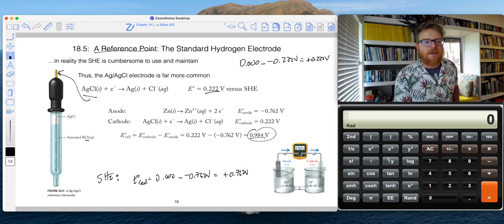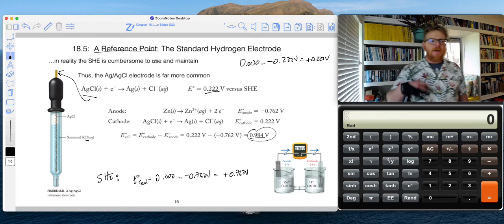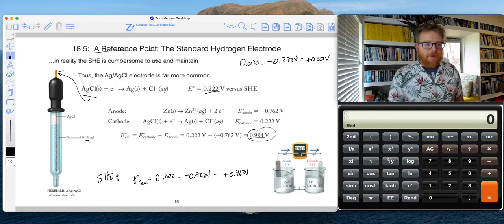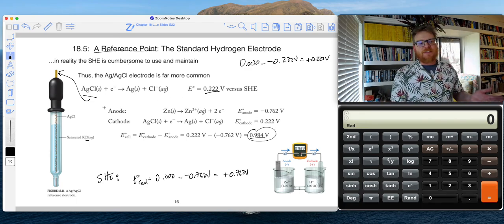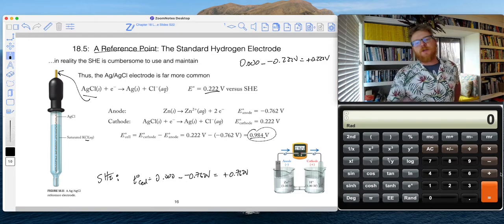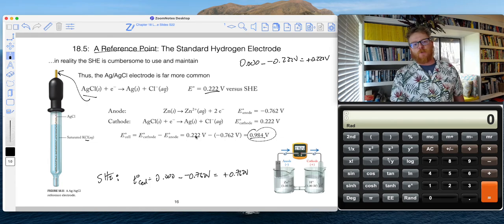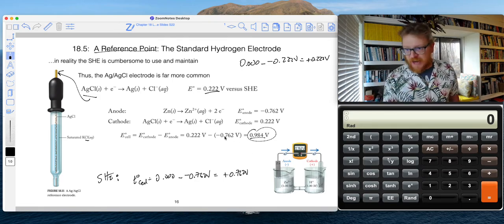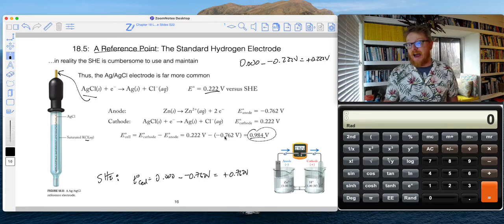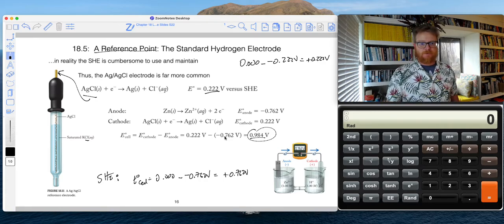You can see that's the title of the section. Standard hydrogen electrode is kind of like the ultimate. But as it says here, it's cumbersome, it's difficult to use, it's expensive because it has platinum. So instead, these silver chloride electrodes are far more common. You just have to recognize that you've got this factor of 0.222 volts that you have to subtract out of your half, so that you can get the actual standard reduction potential of whatever half reaction you want, okay? Awesome.